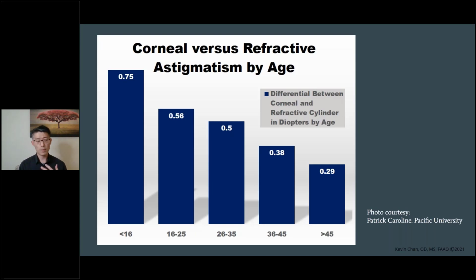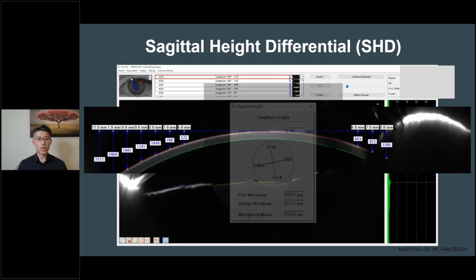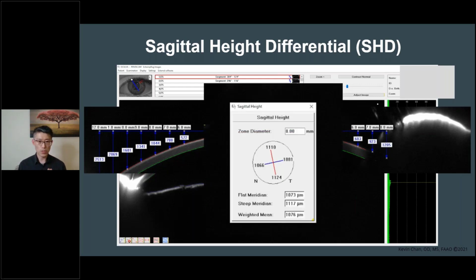But as time goes by and the patient gets older, chances are the overall differences normalize. You can see by the time they're at mid-30s or 40, the difference between these two parameters is down to 0.38 to 0.29. So this leads to the next point: how can we make good use of sagittal height differential to help us quantify the design of the Ortho-K lens? What I like about the Pentacam AXL is this sagittal height calculator. Here we're seeing the horizontal and vertical meridians, and each meridian generates a different height measured in microns.